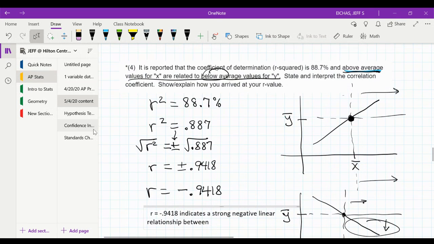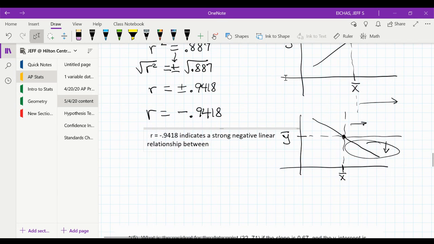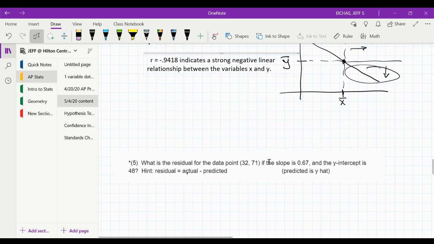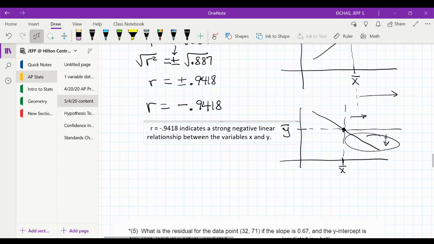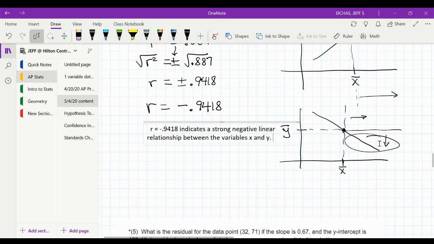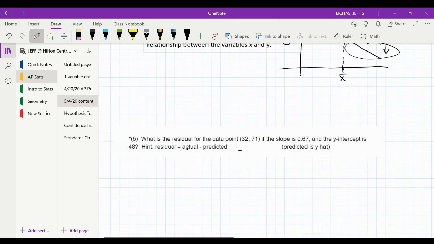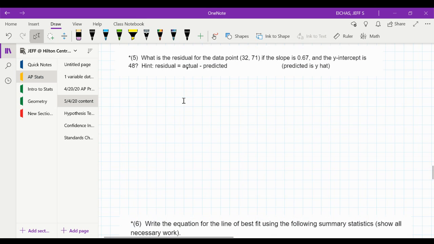Now we have to look at context. They didn't give context, so now we can say between the variables x and y. That's it. Explaining, this diagram does in fact explain why we indicated negative. So, good enough.